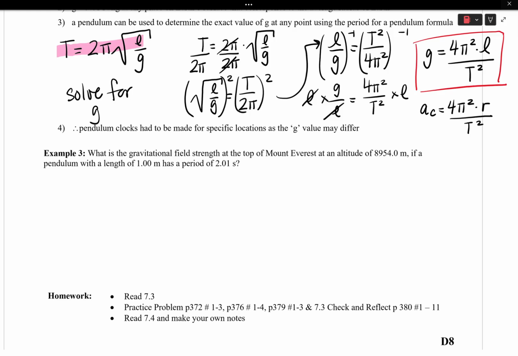What is the gravitational field strength at the top of Mount Everest at an altitude of 8,954 meters if a pendulum with a length of 1 meter has a period of 2.0 seconds? So we know the length is 1.00 meters. We know the period is 2.01 seconds. We also know the altitude, so we know the height is 8,954 meters, and they want us to solve for G.